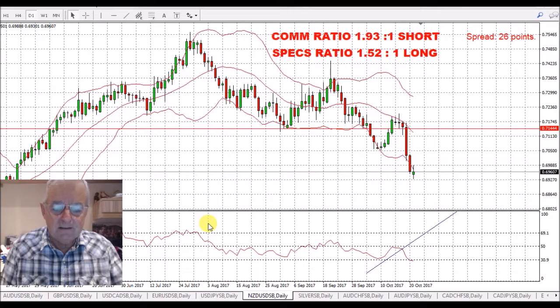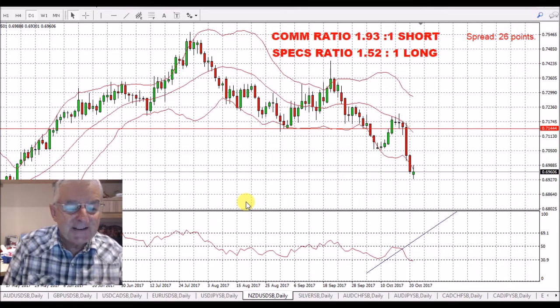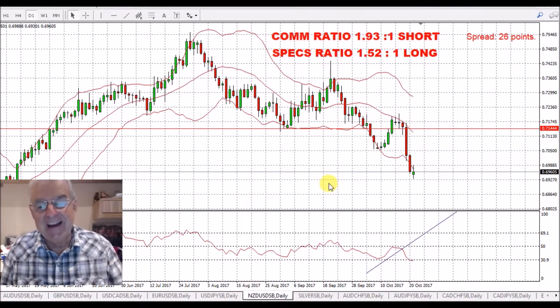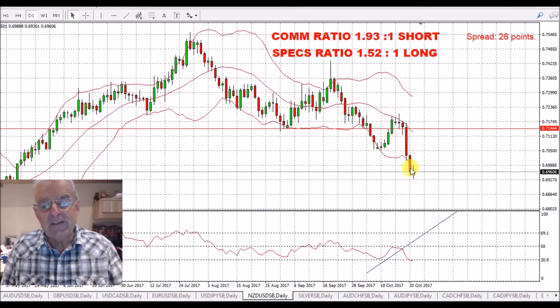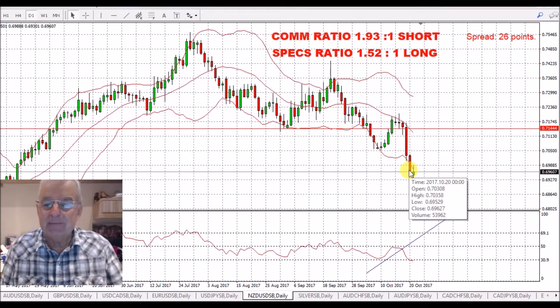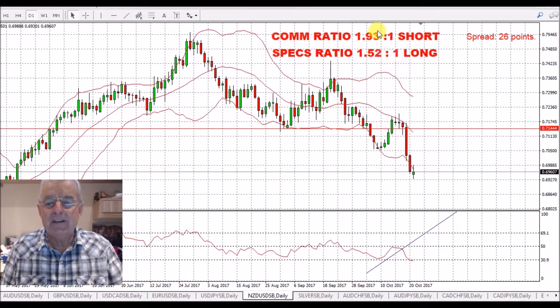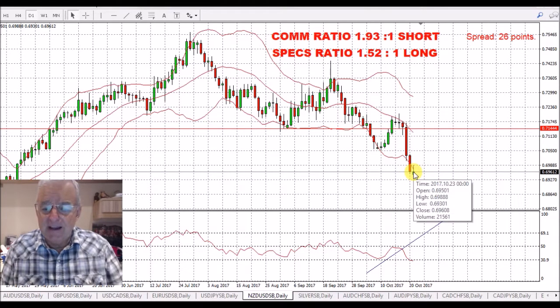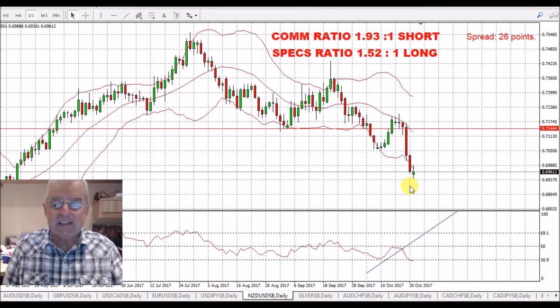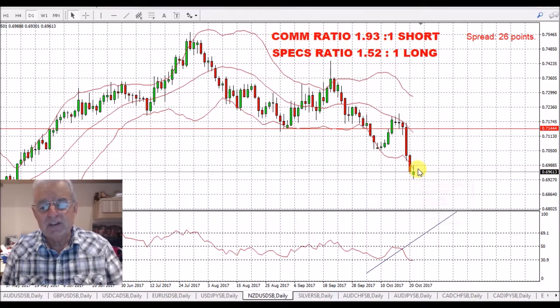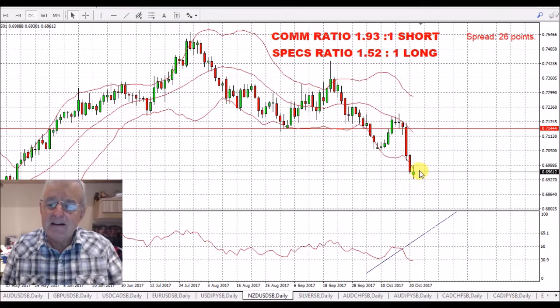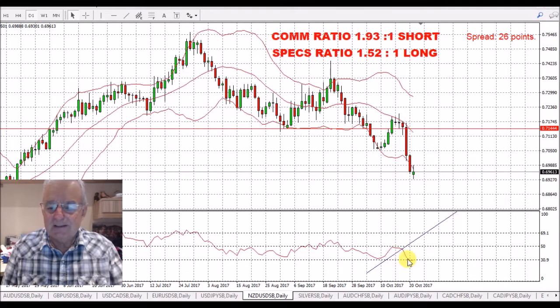New Zealand dollar, US dollar. As I said on my report on Sunday, we've had a good fall on this. It's a couple of hundred pips, something like that. We have a commercial short ratio of 1.93 to 1. We've had a little bit of a pullback today. Well, actually, we've sort of gapped down and now we've pulled back. I was expecting a little bit of a respite, but it's not much if that's all we're getting. And I think we might just continue on down.